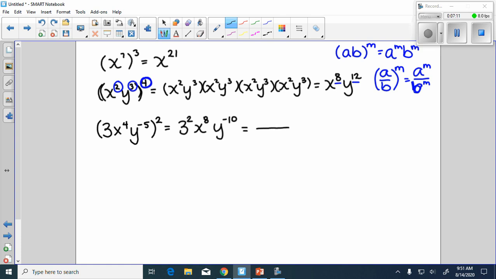My cleanup step for my final answer, I'm going to rewrite 3 squared and call it 9. X to the 8th, positive exponent stays right where it is. Y to the negative 10, I'm going to drop that down to the bottom. Okay. This is what that's going to look like.